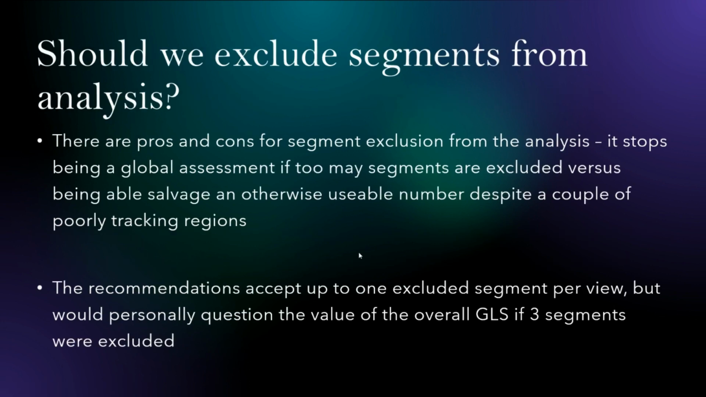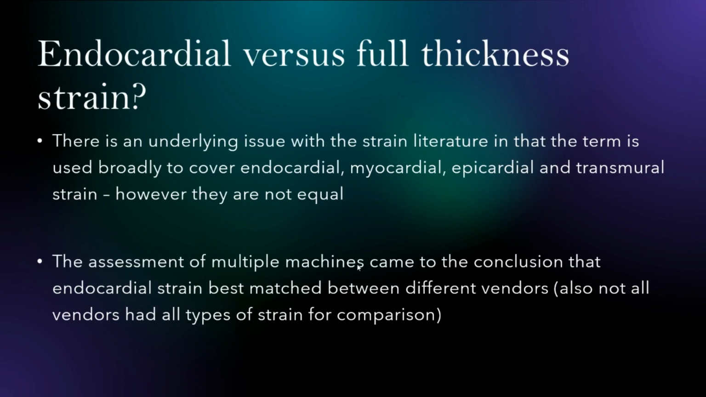So should we exclude segments from analysis? There are pros and cons for this. If we exclude too many segments, it stops really meaning anything in a lot of ways. The actual guidelines do suggest that you can exclude up to 1 segment per view. It would also be a shame to not use strain just because you have 1 poorly tracking segment or 2, so it does have value.